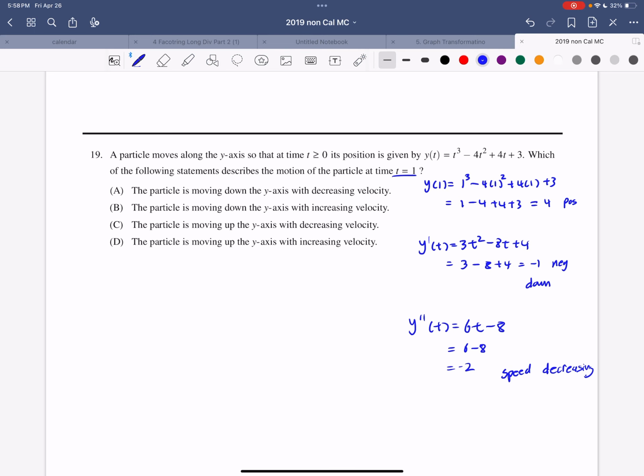So let's see which one is true. The particle is moving down. Yep, it is moving down. So A and B are going to be the answer. C and D are not going to be the answer. So moving up means velocity is positive. And position, I don't think we need it in this case. So yeah, why did I even do it? Y-axis with decreasing velocity, increasing velocity. Now, do you see acceleration is negative, which means your speed is actually decreasing as well. So the answer is going to be A for number 19, right?